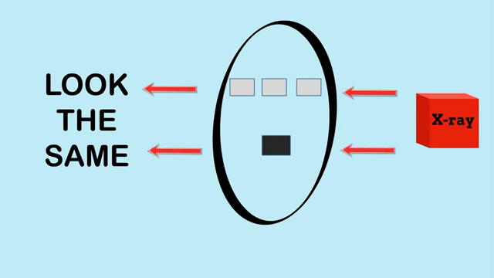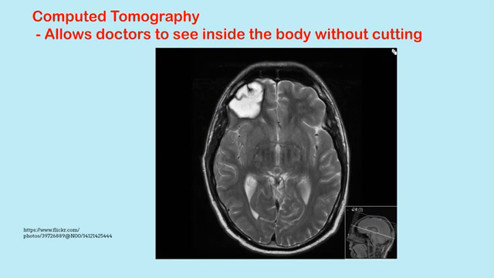So CT scans are fantastic because they allow doctors to see inside the body without cutting. So here's a CT scan of a brain, and this is actually what a doctor would see if he cut across someone's skull and looked to see what's inside. But the benefit of the CT scan is that we don't have to kill the patient in the process, so that's a good thing. So here is a typical CT scan setup.